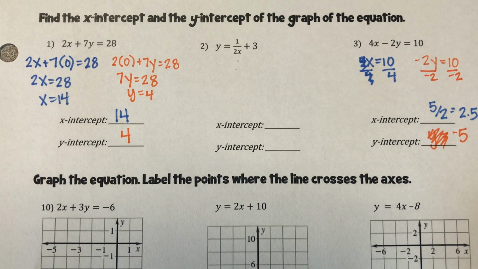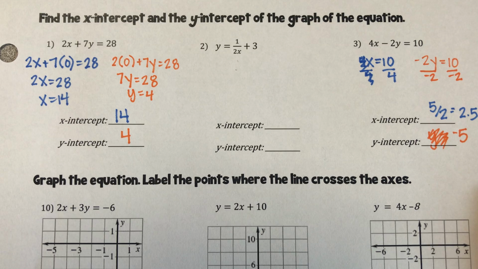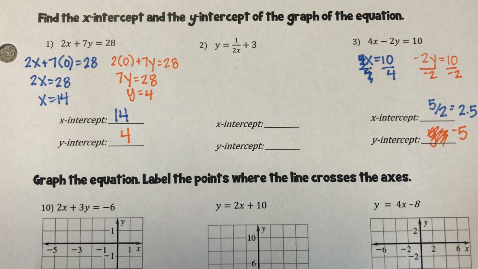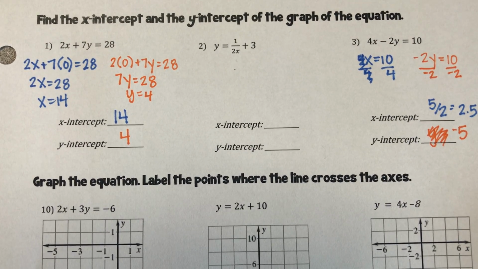So let's talk about what happens when it's not written in standard form. If y'all will remember from yesterday, standard form is like how this one looks and this one. Standard form is ax plus by equals c. This right here is in slope-intercept form, which is y equals mx plus b.